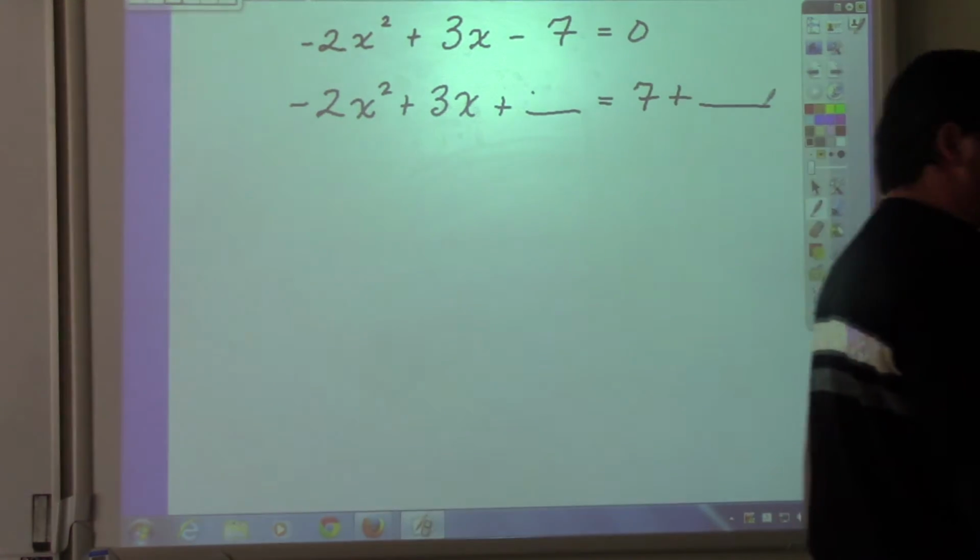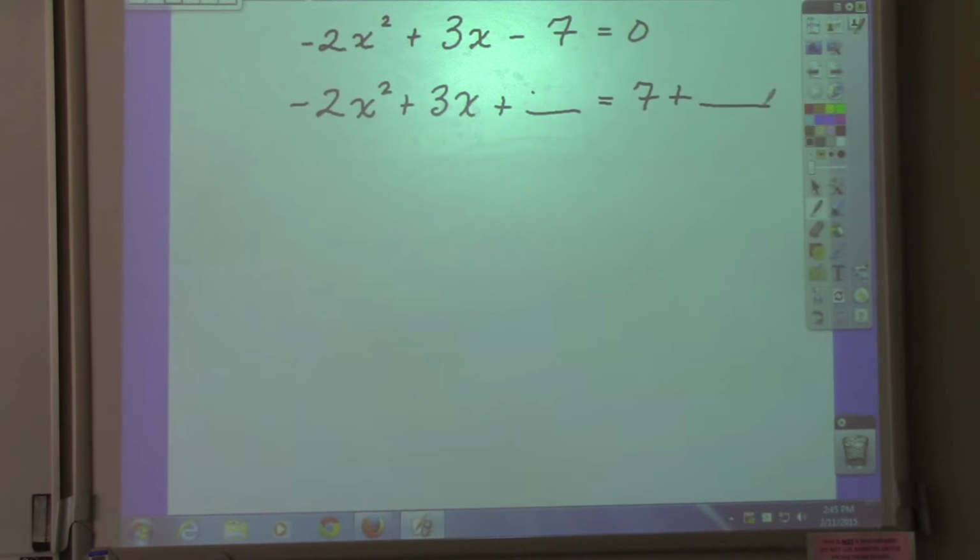That's the first step, just basically put your blanks in. Now you're going to factor out the negative 2. So go ahead and do that. And do we need to get decimals? No. You're defeating the purpose if you get decimals, because then you're saying, I need to use my calculator.